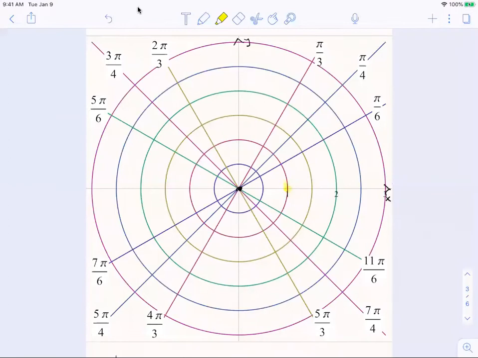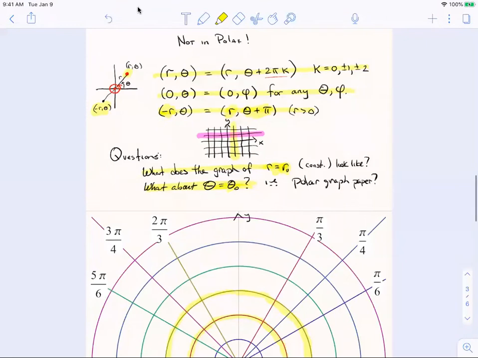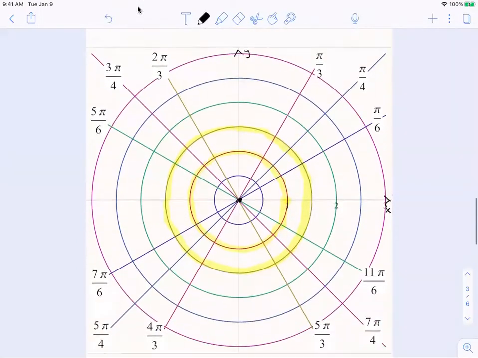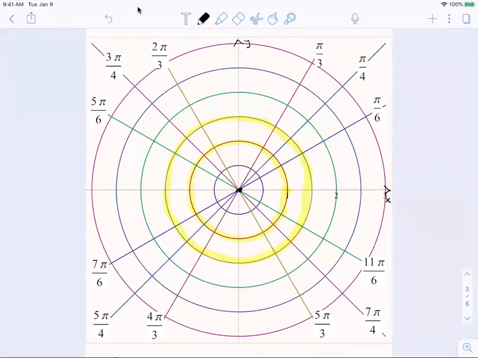And if I keep r equal to 1, but I allow theta to change, well, then I could get any point on this curve that I'm highlighting, yeah? So that's a picture of what it looks like to fix r and let theta vary. In fact, every one of these circles is a picture of what it looks like to fix r and let theta vary. So the answer to my first question up here, what does the graph r equals a constant look like? The answer is it's a circle. It's a circle centered at the origin, with radius r0.